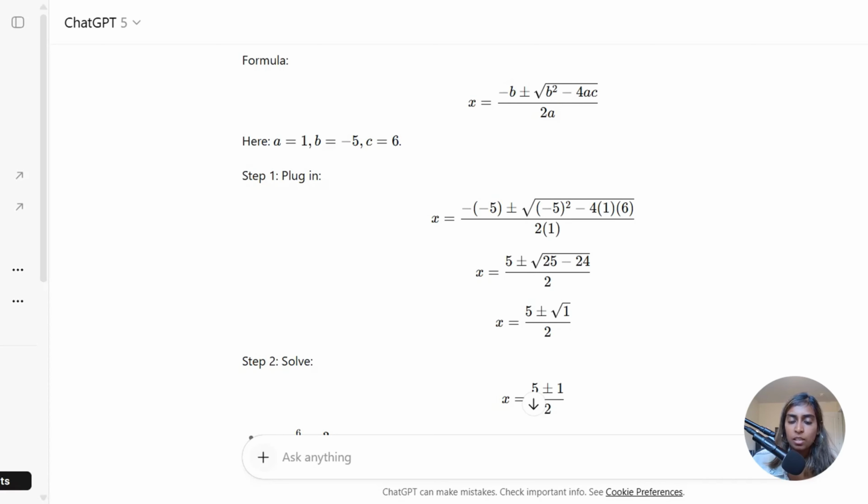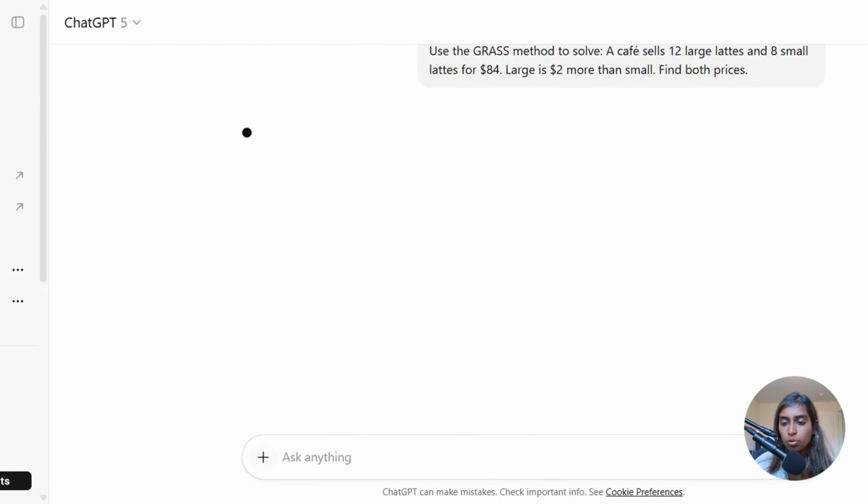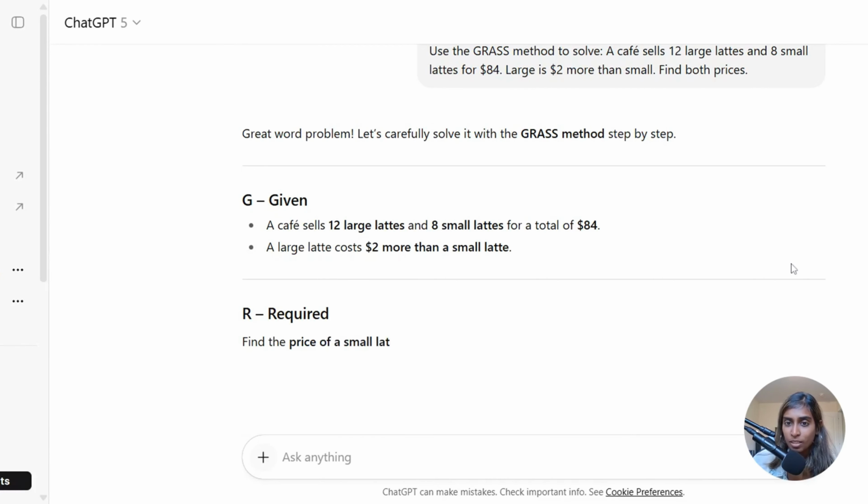I will ask it to use the GRASS method to solve: a cafe sells 12 large lattes and 8 small lattes for $84, and a large is $2 more than a small. Find both prices. Okay, great. See how the GRASS method works even better in this case for the word problems? So it's saying, given a cafe sells 12 large lattes, 8 small lattes for a total price, because that's what we know.